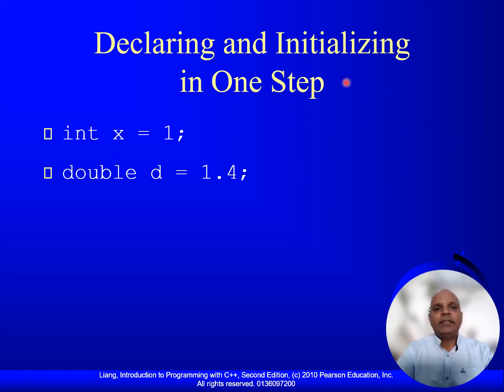Declaring and initializing. So if I wanted to save a line or two, I could have said int x is equal to 1 instead of just saying int x, right? So I'm actually doing it in one step, doing 2 for the price of 1. A good idea for programming is always to initialize your variables to 0. So I could have said int x is equal to 0 or double is equal to 0.0.